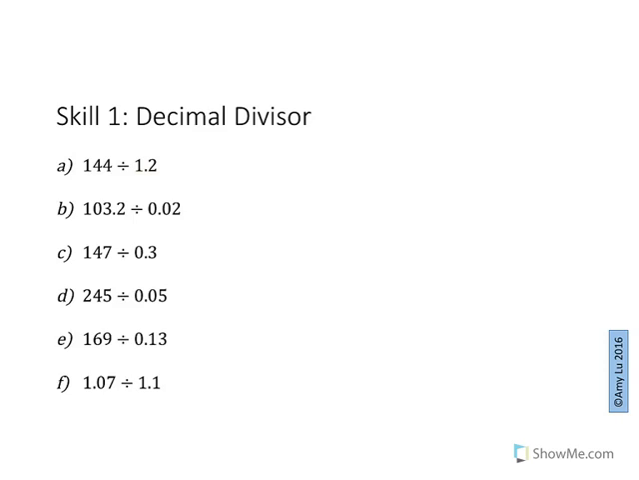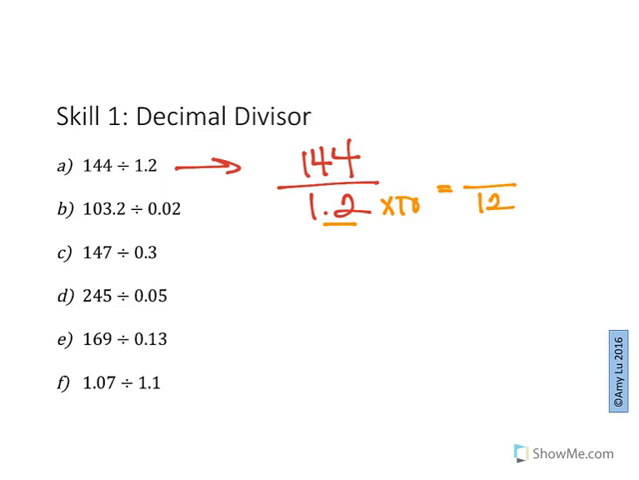So if I set this up as a fraction, 144 divided by 1.2, I want to find an equivalent fraction. Since I do not want this 0.2 in my denominator, I will multiply it by 10 so that it turns into 12, because 1.2 times 10 moves the decimal place one spot to the right. But what I do to the bottom, I will do to the top. So this turns into 1,440.